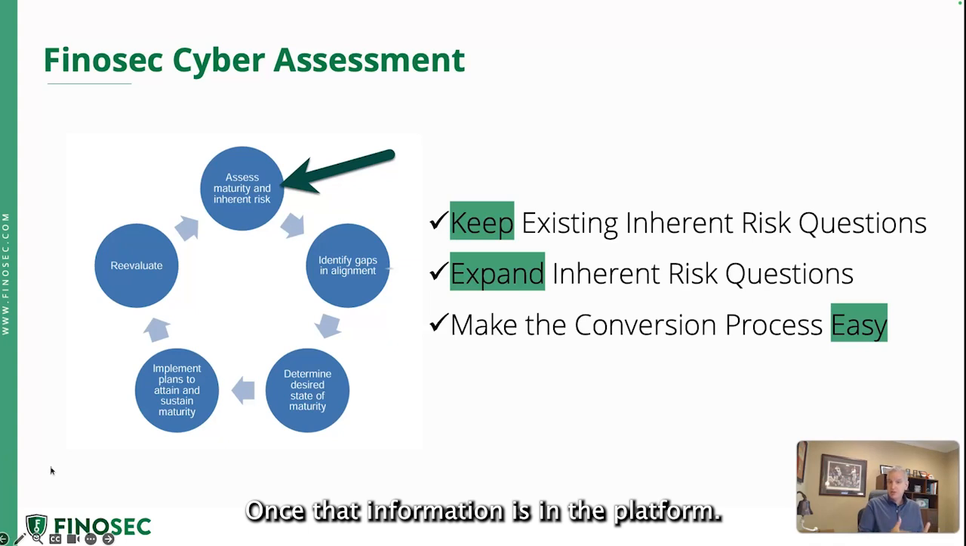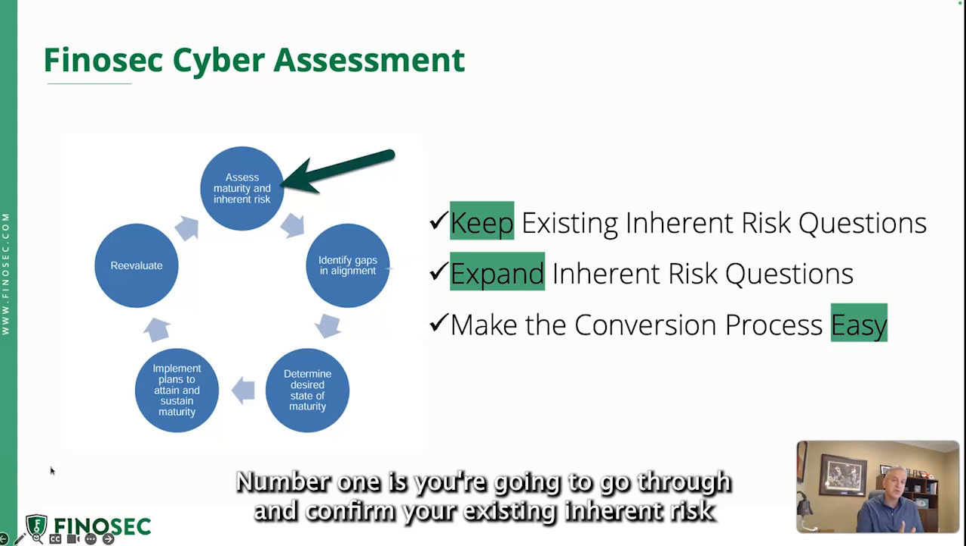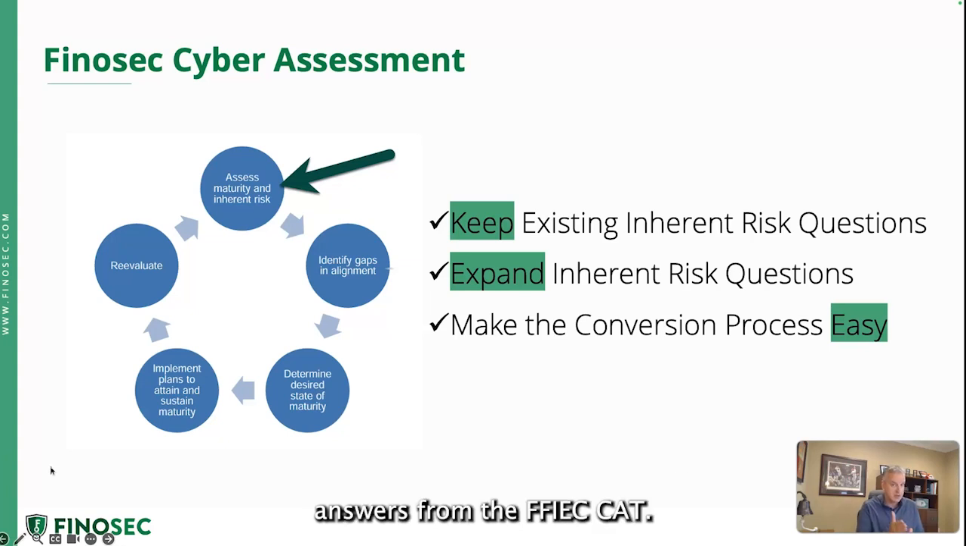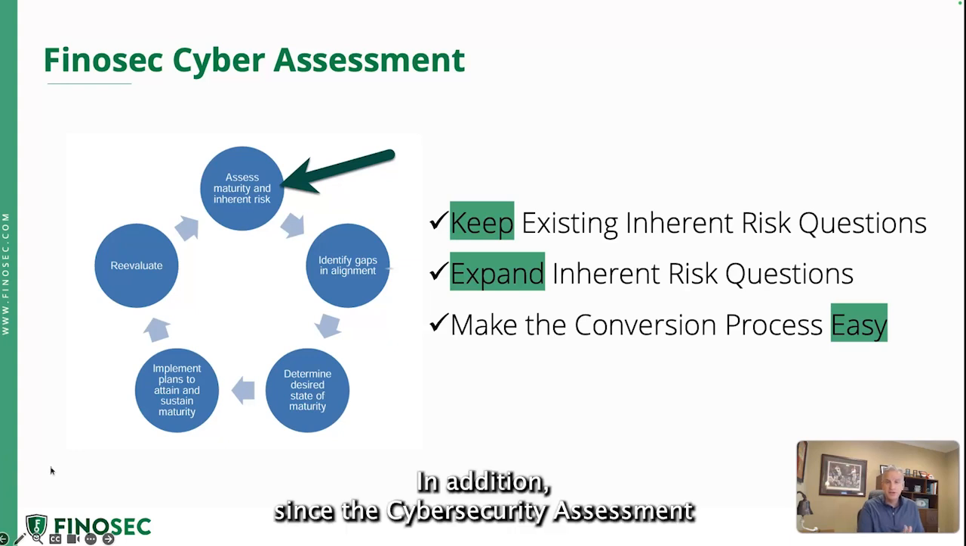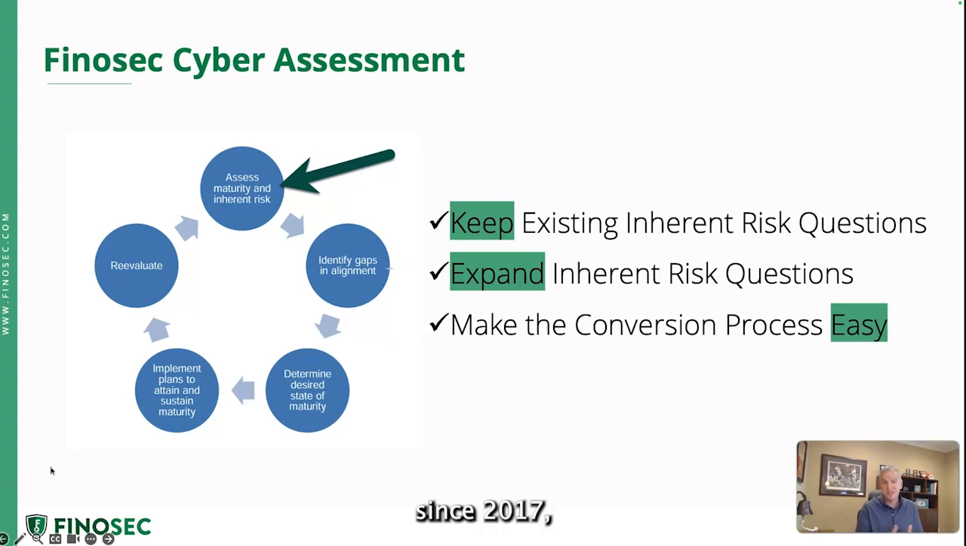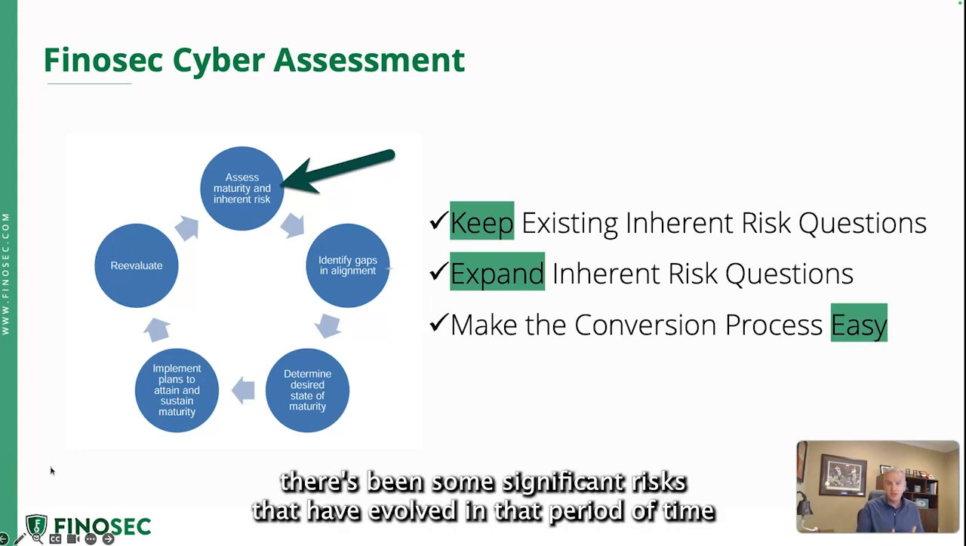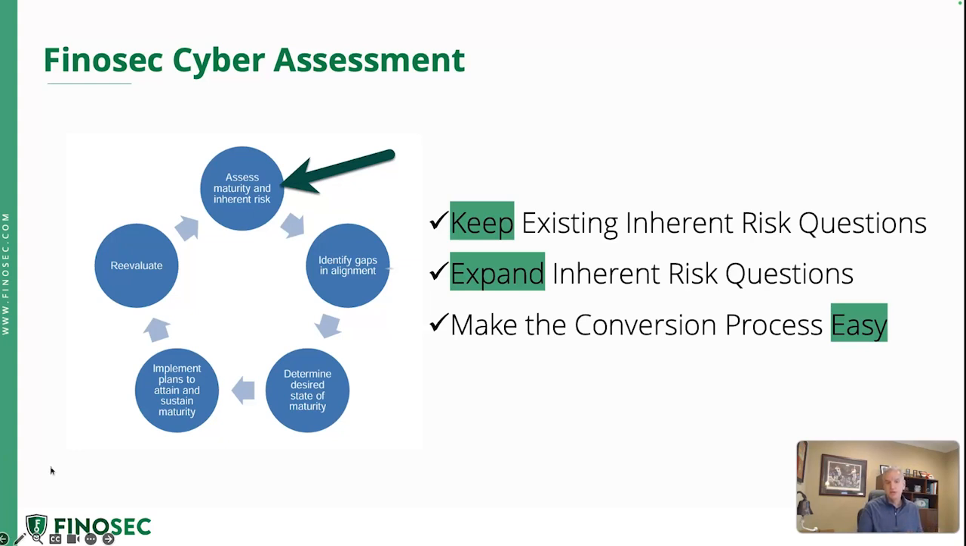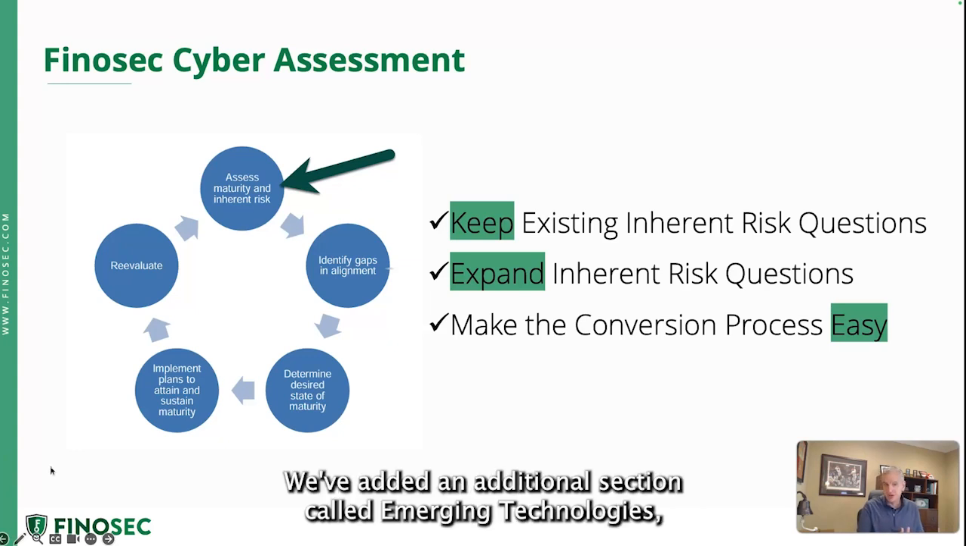Once that information is in the platform, we do a couple of different things. Number one is you're going to go through and confirm your existing inherent risk answers from the FFIEC CAT. In addition, since the cybersecurity assessment toolkit from the FFIEC has not been updated since 2017, there's been some significant risks that have evolved in that period of time. As part of the inherent risk process, we've added an additional section called Emerging Technologies.